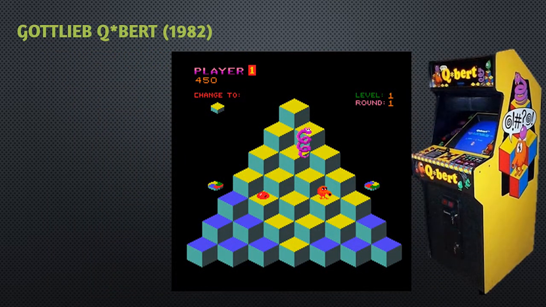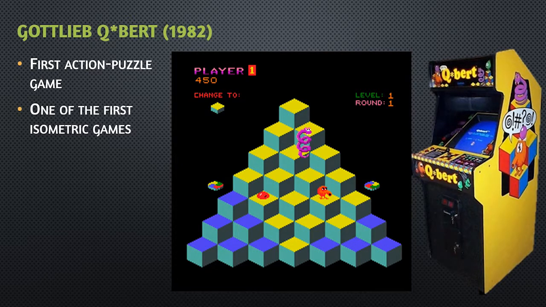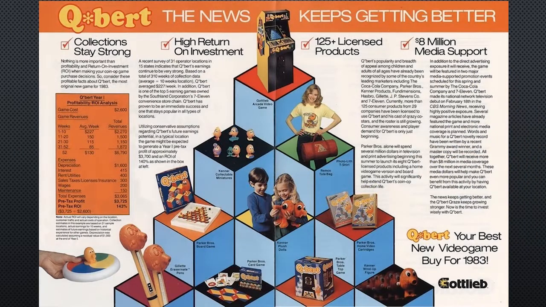Q*bert comes out in 1982, and Q*bert is the first action puzzle game. So it does have action, like you have to use the joystick in order to jump around with the timing, but it is a puzzle. You're trying to make all of these cubes a certain color, and then there's enemies that are turning them back, and so you're trying to figure out the best way in which to do that. One of the first isometric games, and they sold 25,000 units. But that doesn't really convey how much of a culture impact Q*bert had. This does, by having lunch pails and Pez dispensers and all kinds of stuff. Like everybody just fell in love with Q*bert. So everything that happened for Pac-Man is now happening for Q*bert.